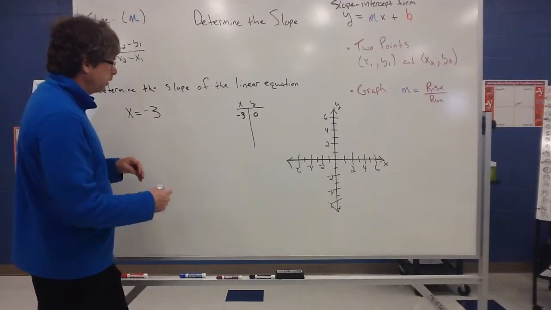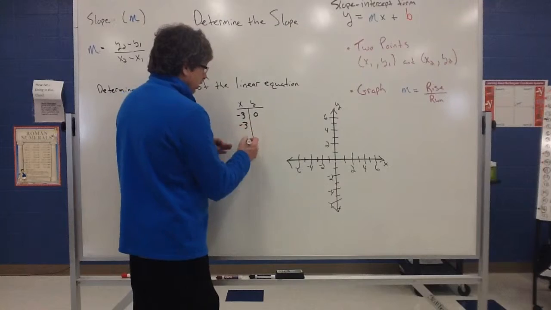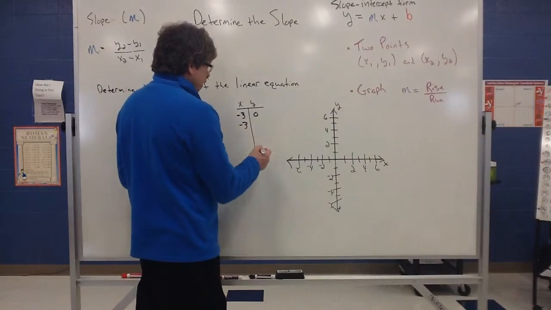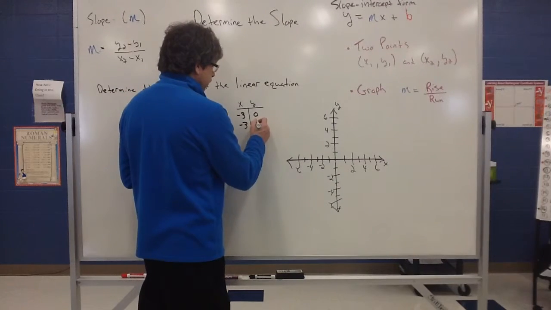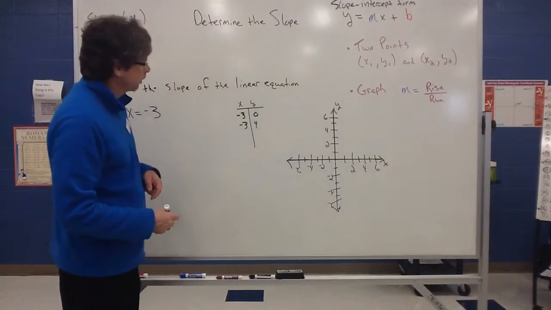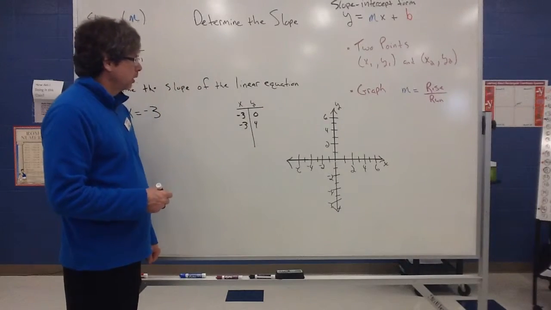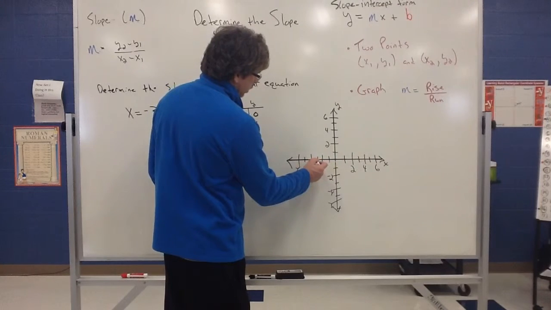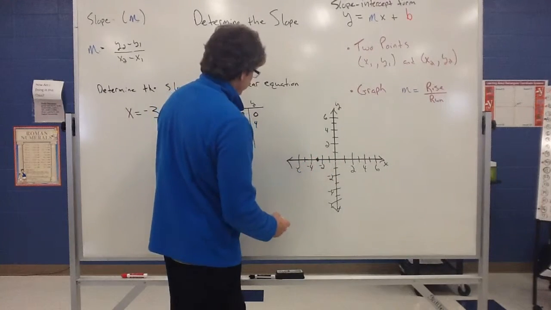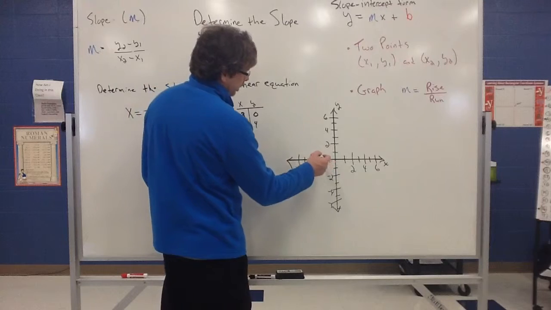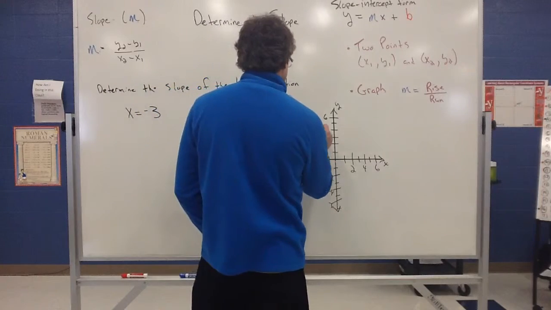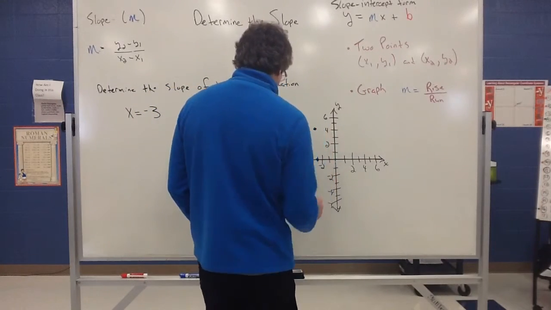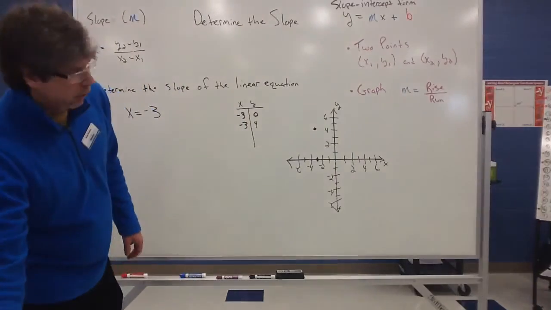Again, x has to be -3, but again, y can be whatever it wants. So I'm going to just say y has to be, say, a 4. Just pick a couple of values. So let's graph these. (-3, 0) would be an x-intercept. (-3, 4). Looks like it's going to go there.